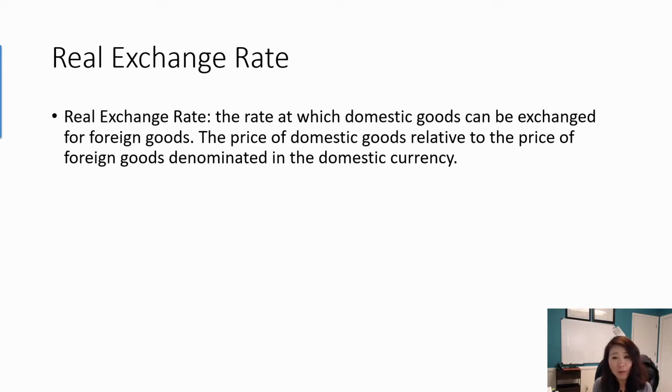And then you look at the price in China, and then using the exchange rate reported in the newspaper, you convert it back to the US dollar. The price ratio between the domestic goods and these foreign goods denominated in US dollars is considered the real exchange rate. To help you understand this definition, we're going to look at an example together.